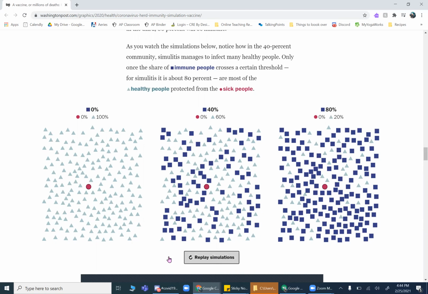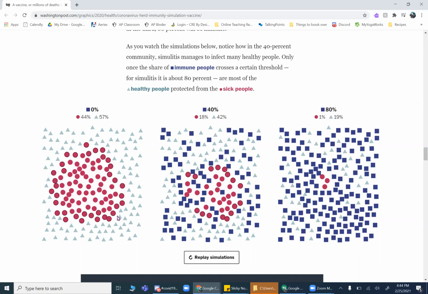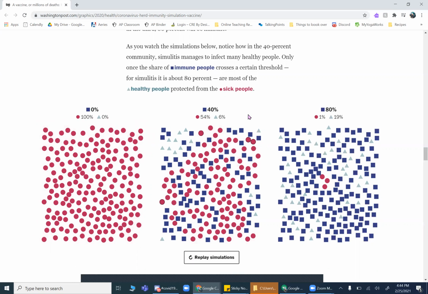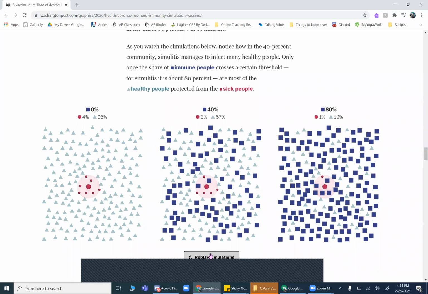All right, so let's take a look. We see here over on this side, it's spreading really, really quickly. Over here, it's also spreading, but less quickly. And we see over on this side, we see less than 1% of the population spread the infection and it didn't get to spread. So let's watch one more time.